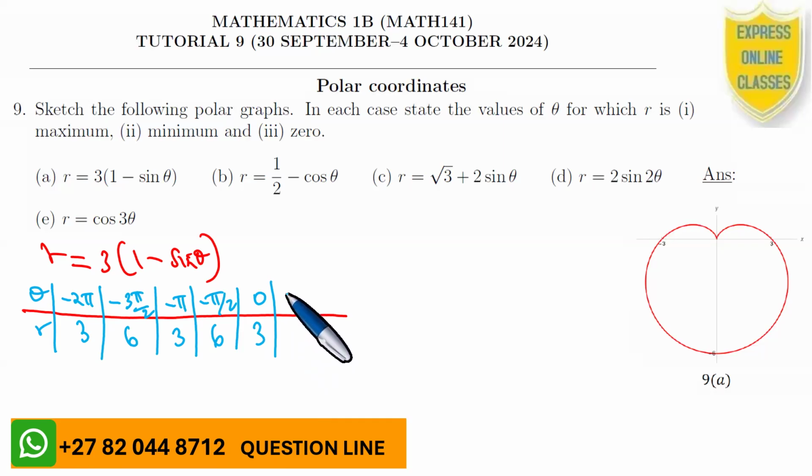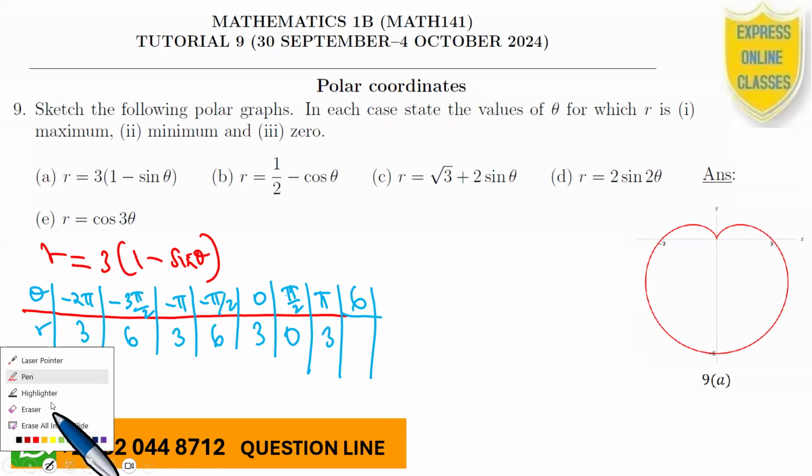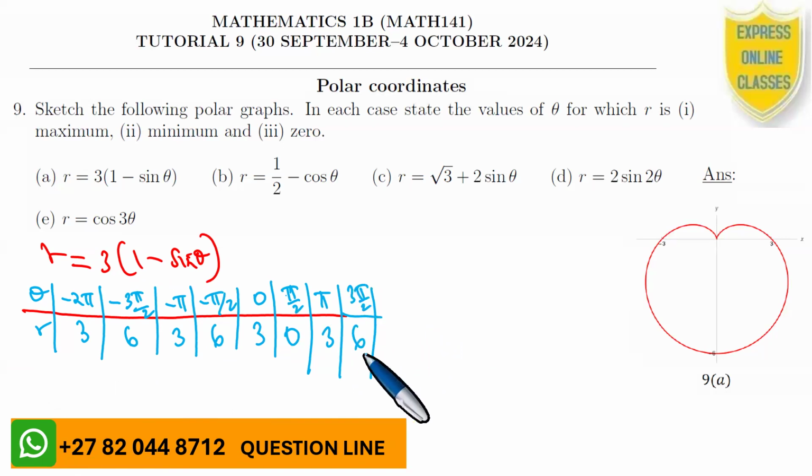Then we're also going to have pi over 2. The sine of pi over 2 becomes 1, so 1 minus 1 becomes 0. At pi radians, the radius is 3. At 3 pi over 2 radians, the sine is minus 1, giving us 6, because negative times negative 1 becomes 1, and 1 plus 1 is 2, times 3 is 6. At 2 pi radians, it is 3.